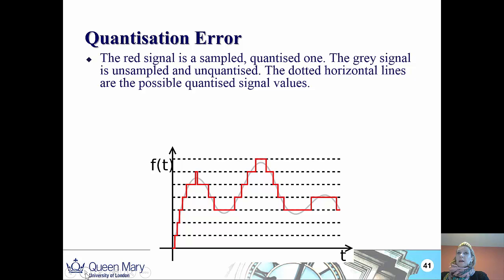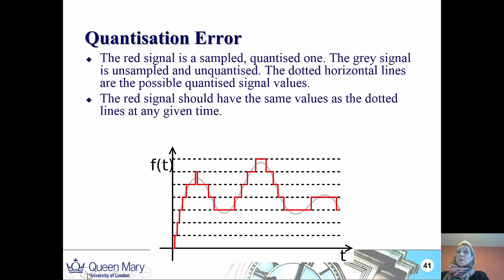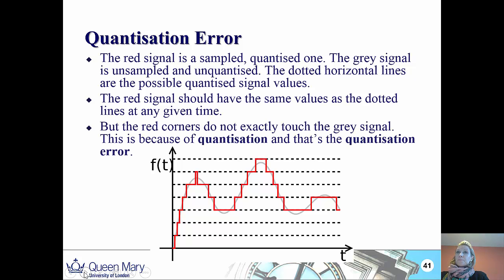So in this figure we have two plots. The red signal is the sample quantized one. The grey signal is unsampled. Okay, so the grey signal is the original signal. The dotted horizontal lines are the possible quantized signal values. The red signal should have the same values as the dotted lines at any time. These are our quantized levels that we want to create our discrete signal from.